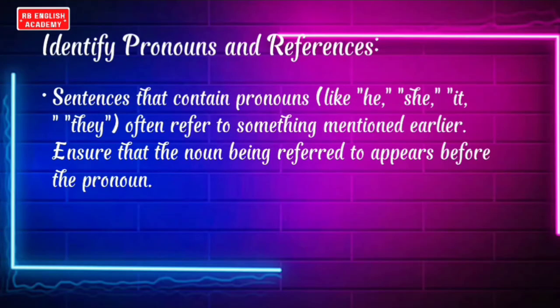And the next tip is identify pronouns and references. Sentences that contain pronouns like he, she, it, they often refer to something mentioned earlier. In the very beginning, we saw that the opening sentence will begin with the name of the person, place, thing, or concept, followed by pronouns. Ensure that the noun being referred to appears before the pronoun.